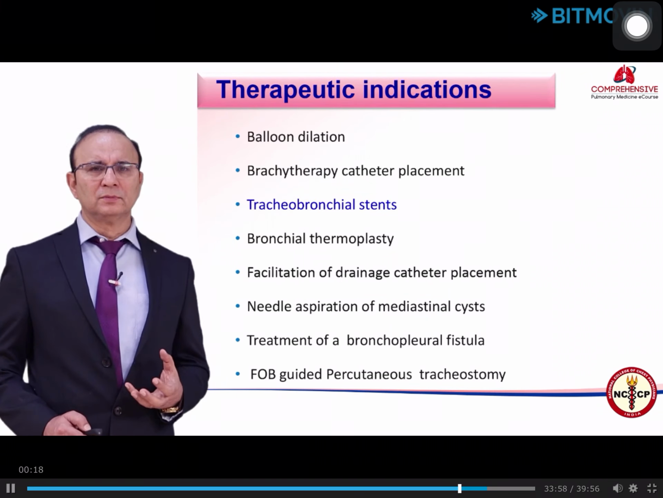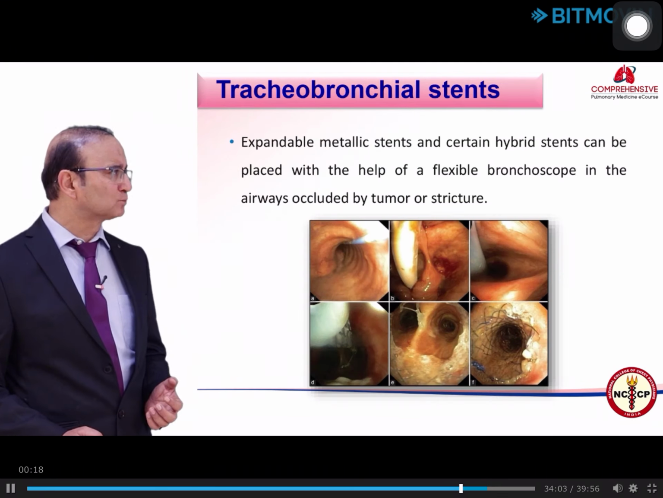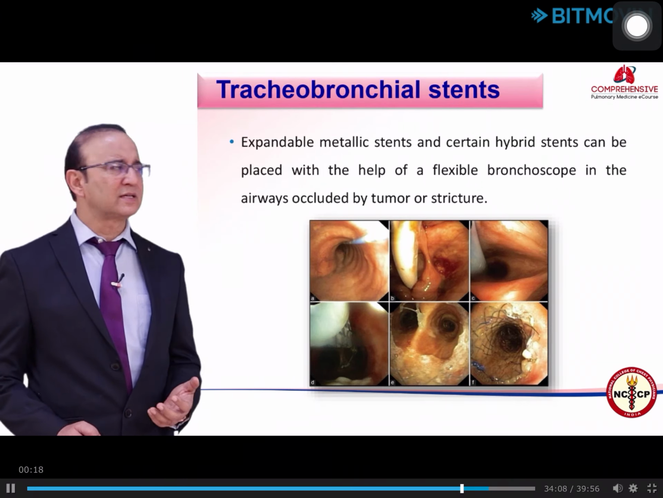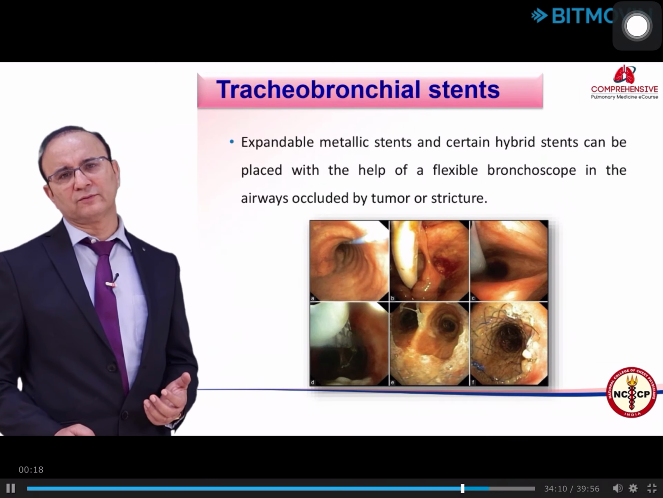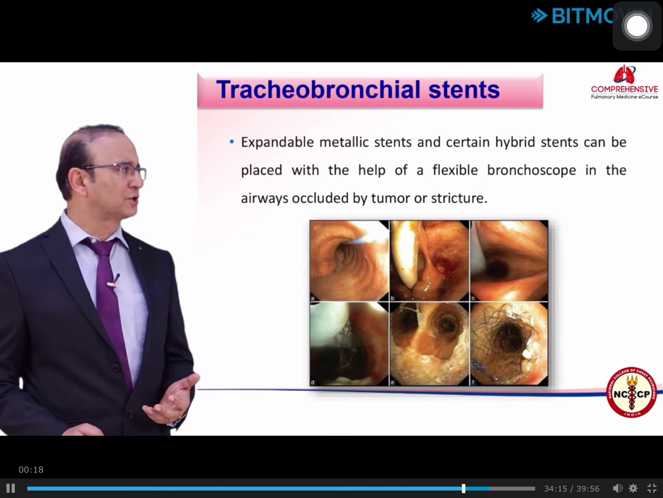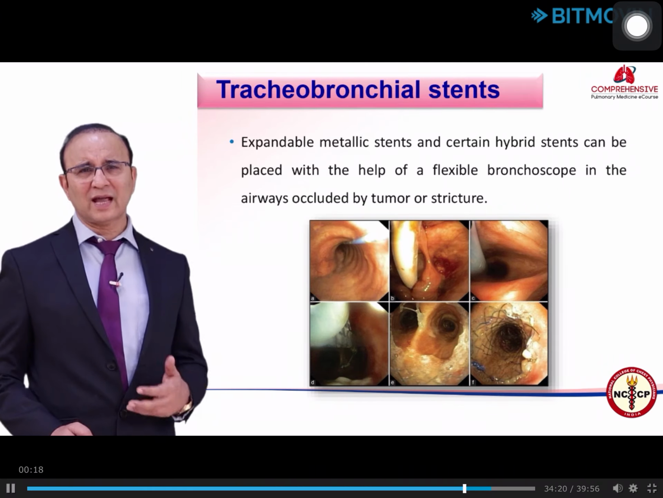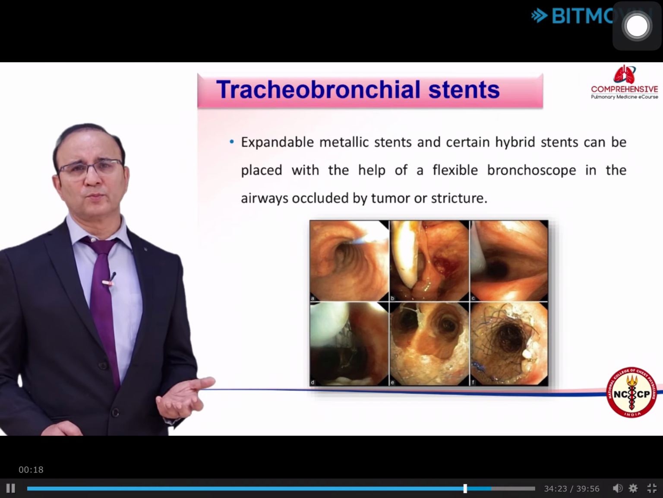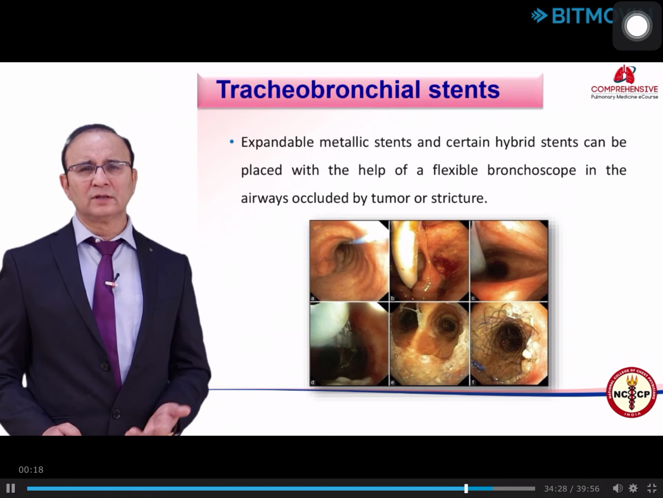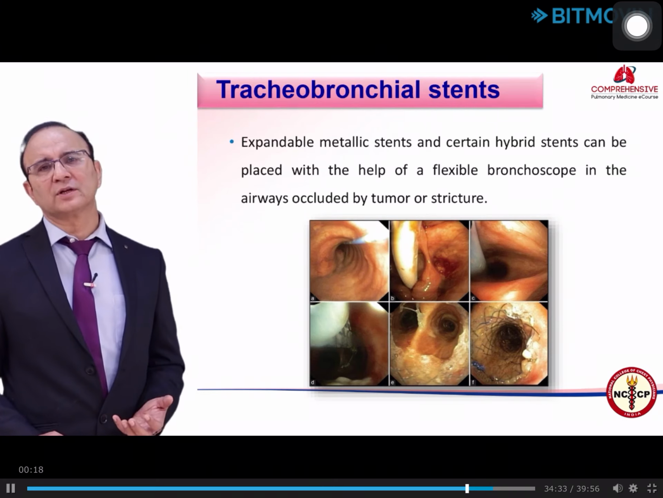Then the bronchoscope is a modality you use for putting tracheobronchial stents. Expandable metallic stents and certain hybrid stents can be placed with the help of a flexible bronchoscope in airways occluded by tumor or strictures. The stents are most commonly placed in conjunction with ablative therapy or balloon bronchoplasty. So if there is an obstruction caused by a tumor, then you ablate the tumor. If it is a stenosis, you dilate the stenosis, and then you put a stent.